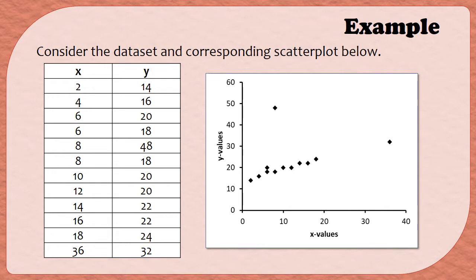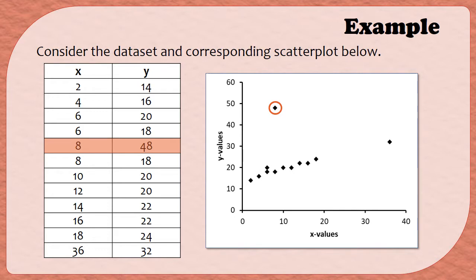So the first one that caught my eye was this point up here. If I look at the x value, it looks like it's just before 10, and the y value is just before 50. So comparing this point to my data in the table, this must be the point 8, 48. This looks to me to be an outlier because it's pretty far away from the rest of the data, and it is really different from the data as well.